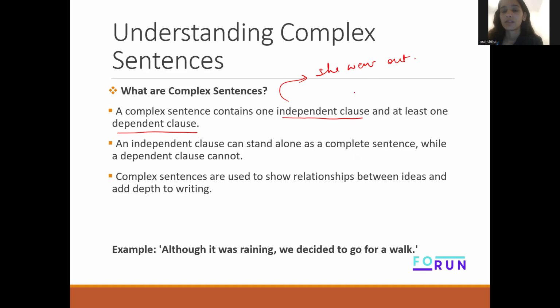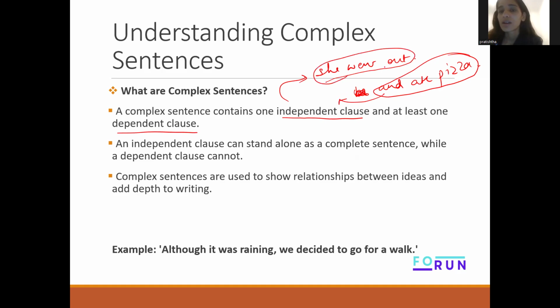And ate pizza. Now, this part is not independent. It cannot stand alone, right? It needs help of something. It needs a reference point. If I come to you and say, and ate pizza, does it make sense? No. I need some reference point. She went out and ate pizza. This makes sense.